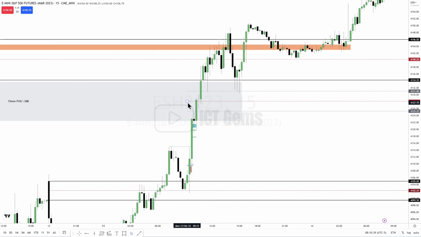Preferably, if the market can trade back down into the upper portion of that fair value gap when you're bullish, but not touch the consequent encroachment, the upper quadrant. You can see it hits it here, and then rallies through.